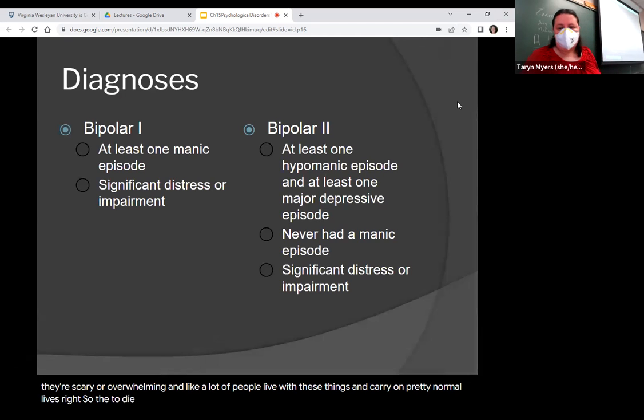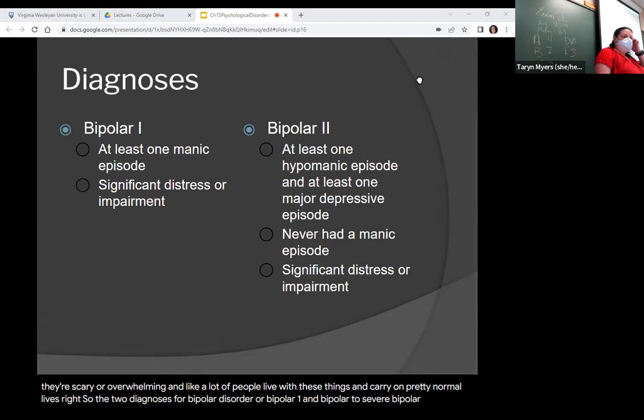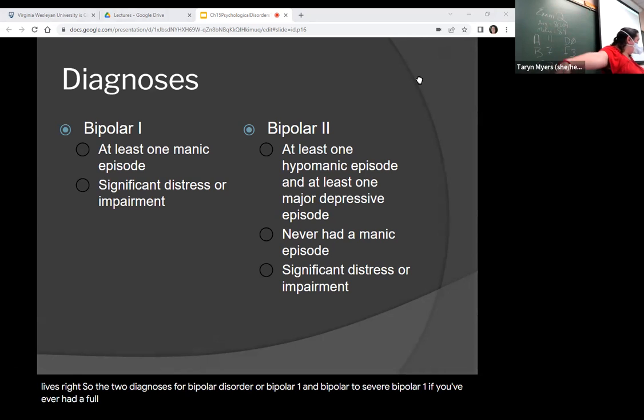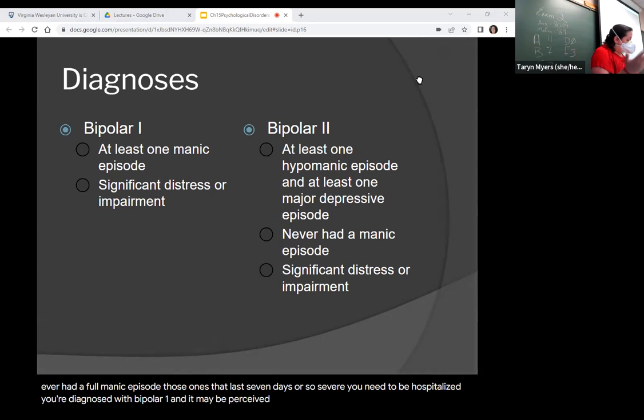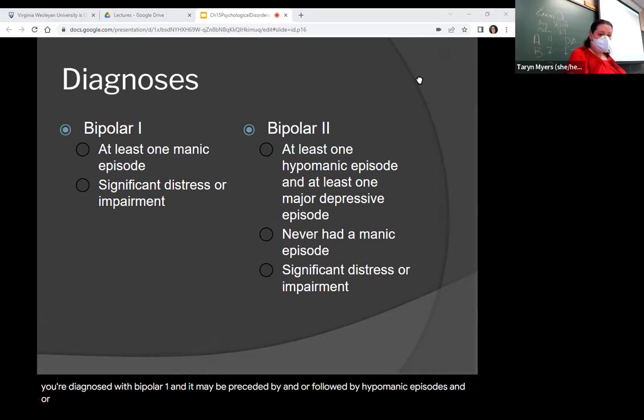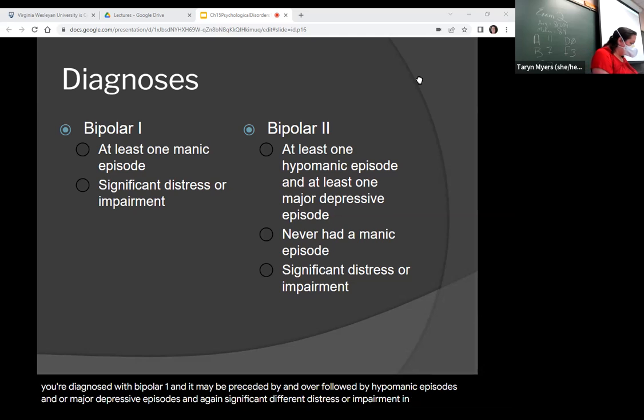So the two diagnoses for bipolar disorder are bipolar 1 and bipolar 2. For bipolar 1, if you've ever had a full manic episode, those ones that last 7 days or so, severe, you need to be hospitalized, you're diagnosed with bipolar 1. And it may be preceded by and or followed by hypomanic episodes and or major depressive episodes. And again, significant distress or impairment in your life.